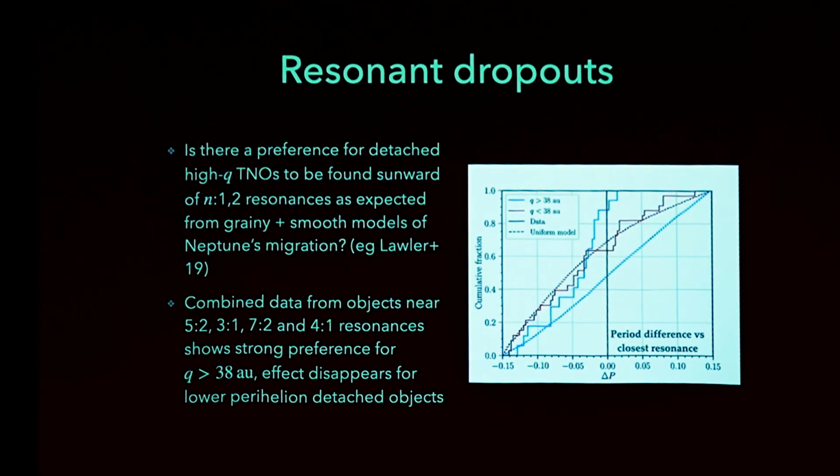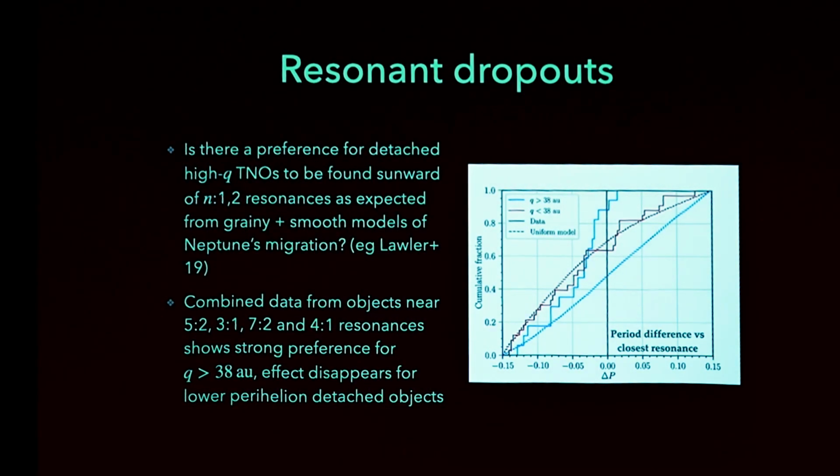Another interesting thing that we were able to do with our data is this idea of resonant dropouts. These are objects that people have been discussing in the literature for a few years now, that basically it seems like there is a preference for detached TNOs to be found sunward, so closer in, smaller semi-major axis than some high order mean motion resonances. And once again, here's an independent sample, so we might as well try this again. We combine data from a bunch of different higher order resonances, and we have a very strong statistical significance detection of this, which is kind of interesting. It means that basically this is a real effect.